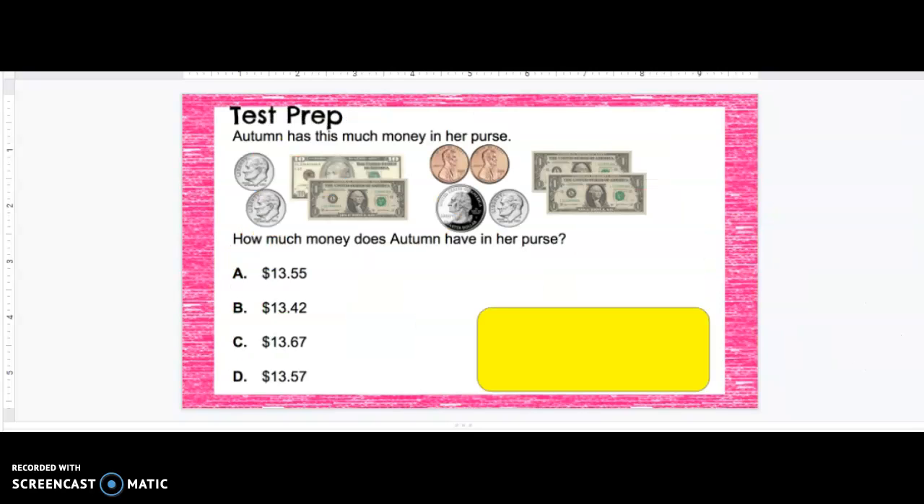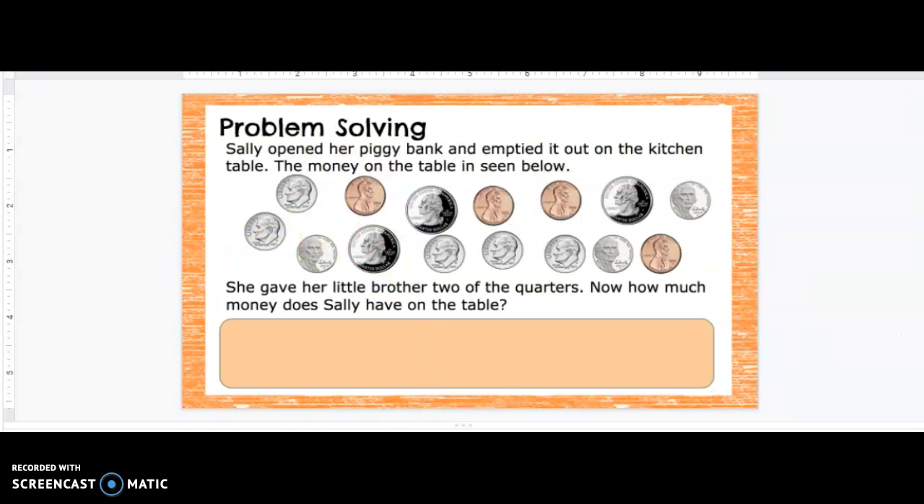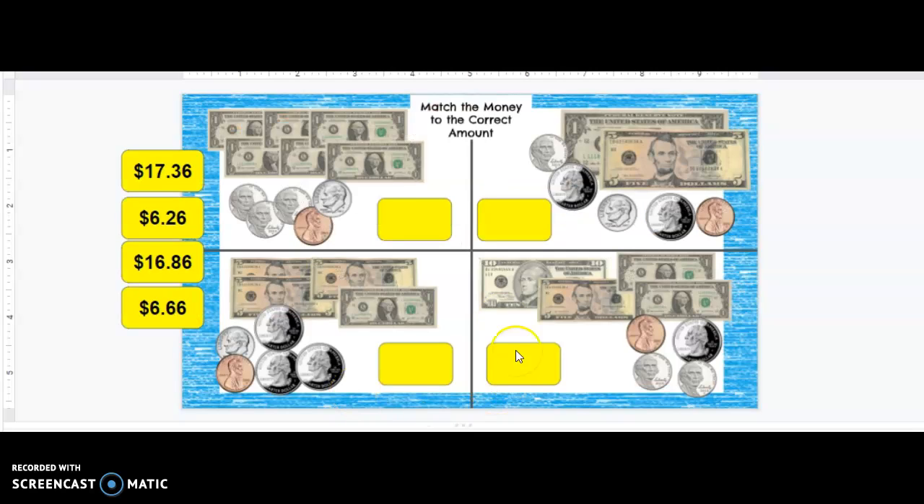Down here you have some test prep questions. We have some problem solving questions. So that's what this is going to look like. I am just going to review counting money with you guys here, and then you're going to do a couple slides by yourself. And then I will review again, and then you'll do some more slides by yourself, okay? So let's start counting this money.